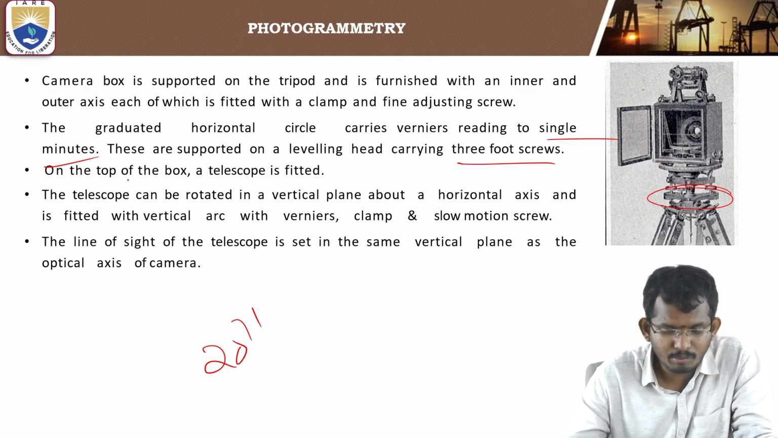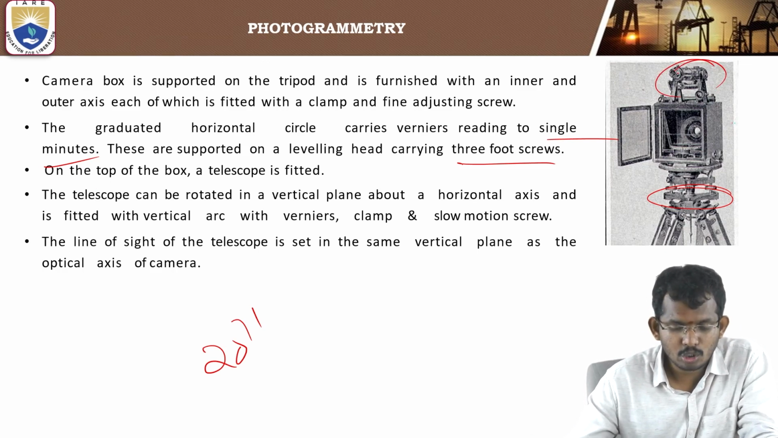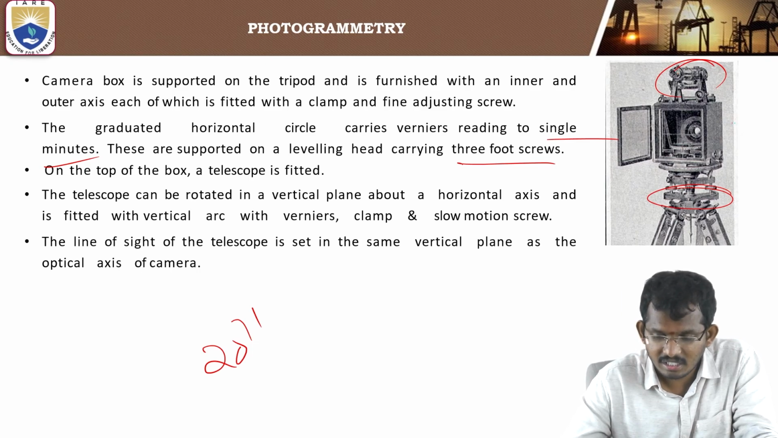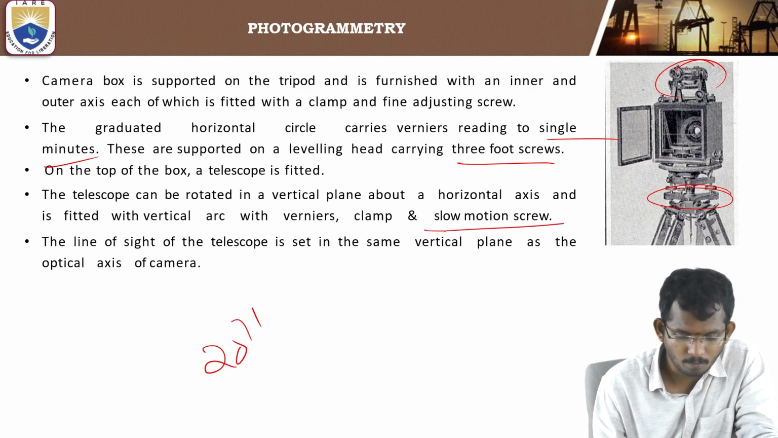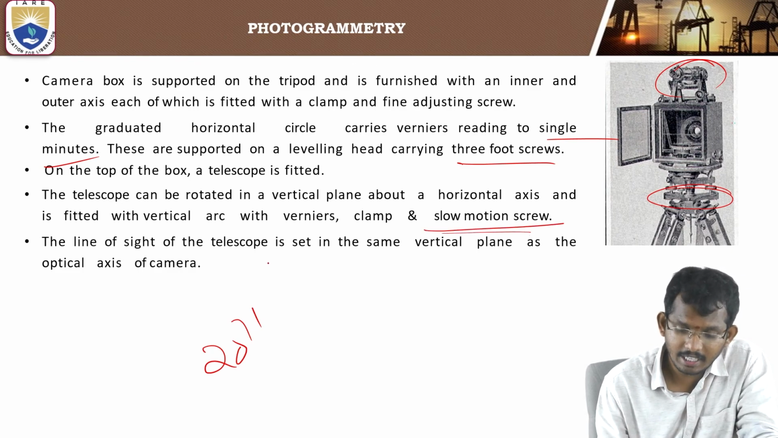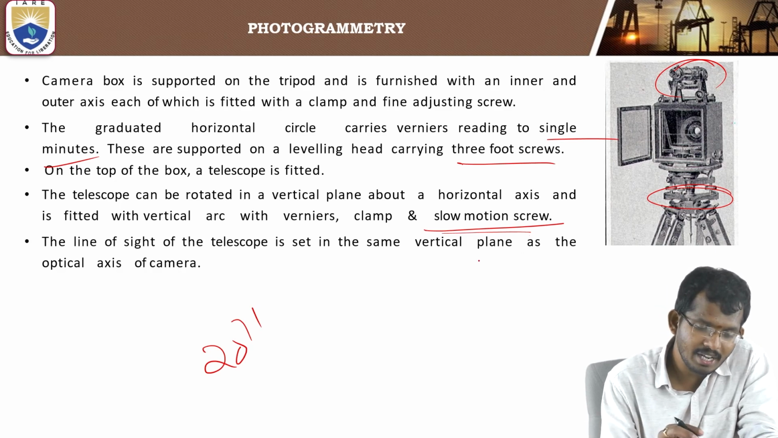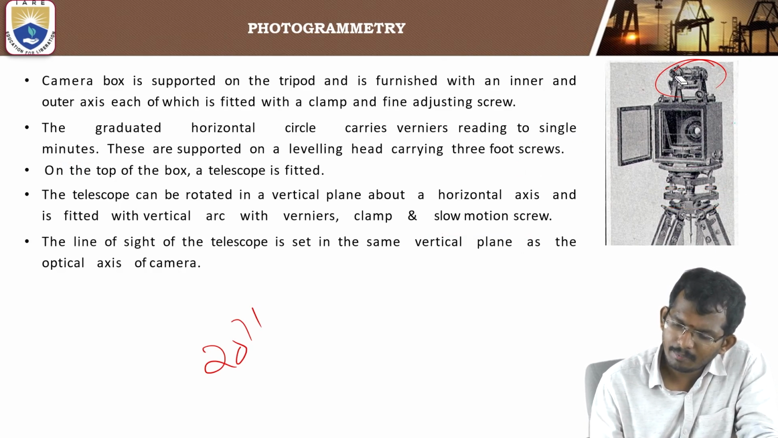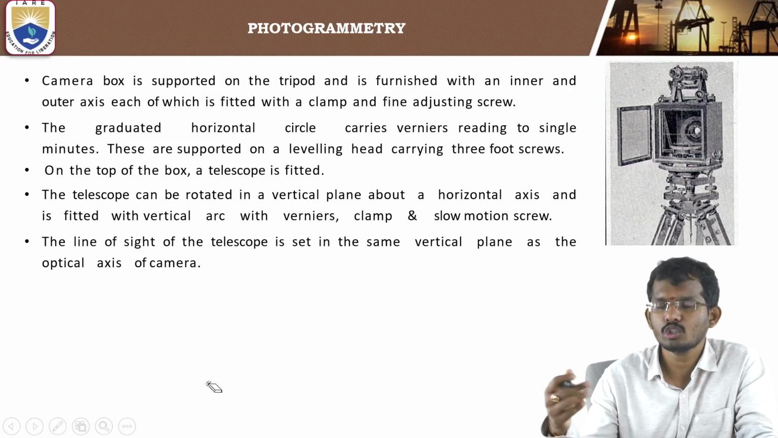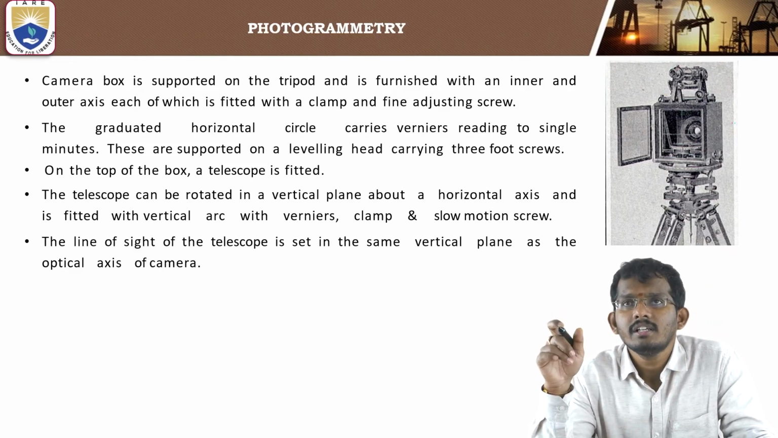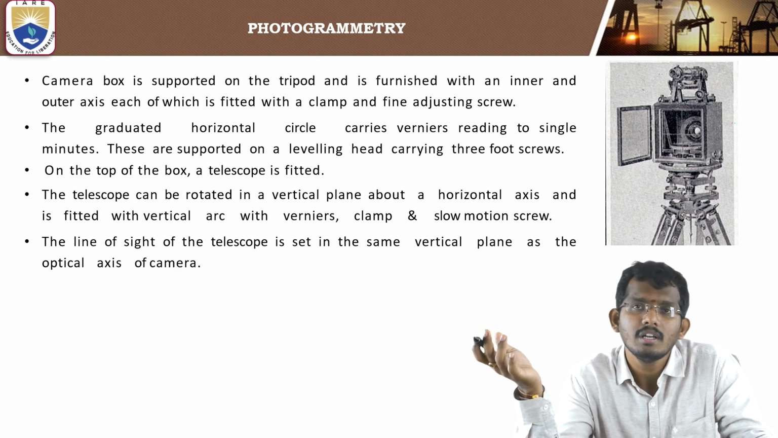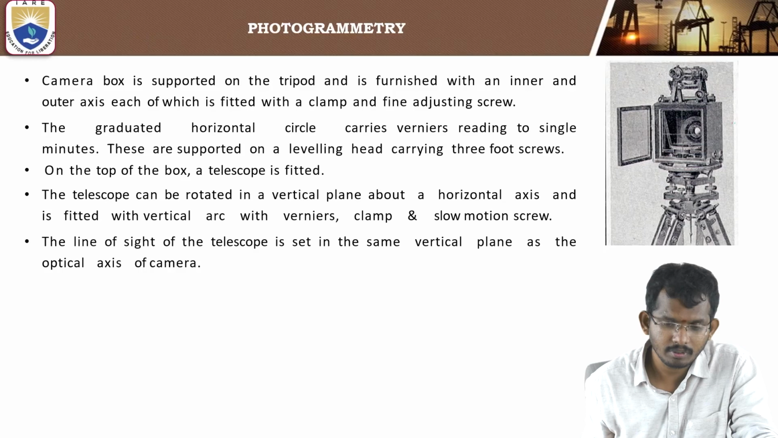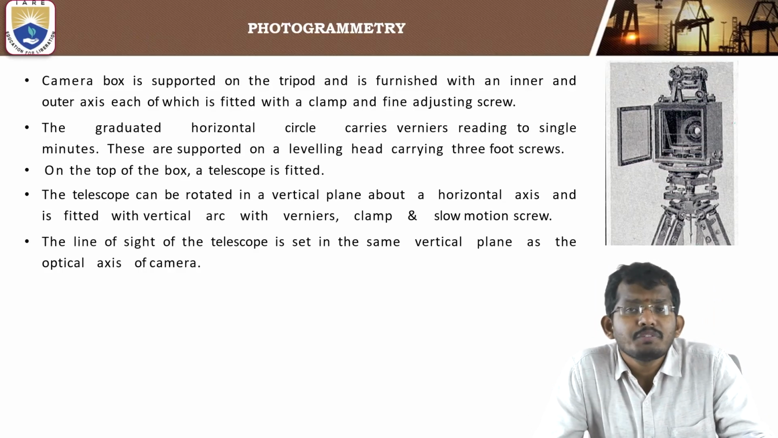On the top of the box, a telescope is fitted. The telescope can be rotated in a vertical plane above the horizontal axis and is fitted with a vertical arc with vernier, clamp, and slow motion screw. The line of sight of the telescope is set in the same vertical plane as the optical axis of the camera. So the camera and telescope are both parallel to each other. These are similar. Okay, so that's for today's class.